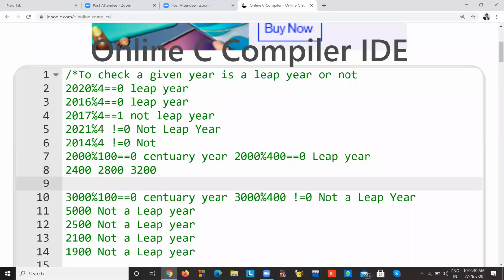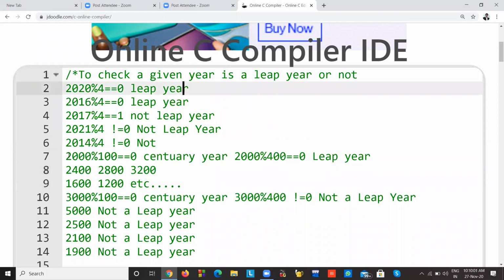Now 2000 minus 400 is 1600. 1600 is a leap year. Minus 400 means 1200. 1200 is a leap year. And so on. So this is just a hint to have more examples on century leap years.